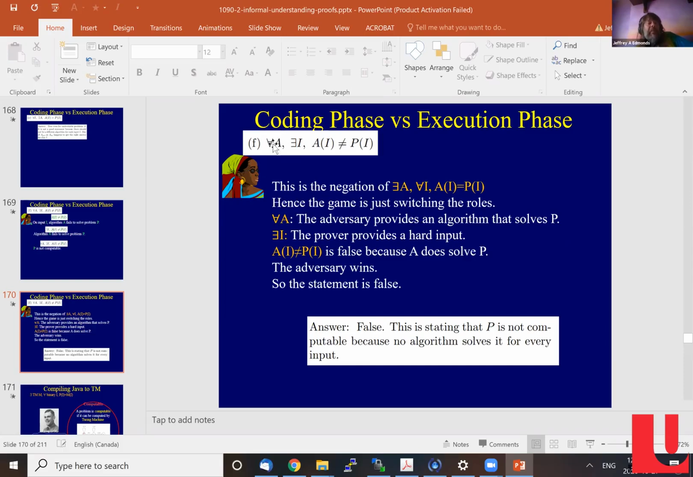But if you give me an algorithm that happens to give the right answer on the first million inputs, then I'm going to give you the million and first input.